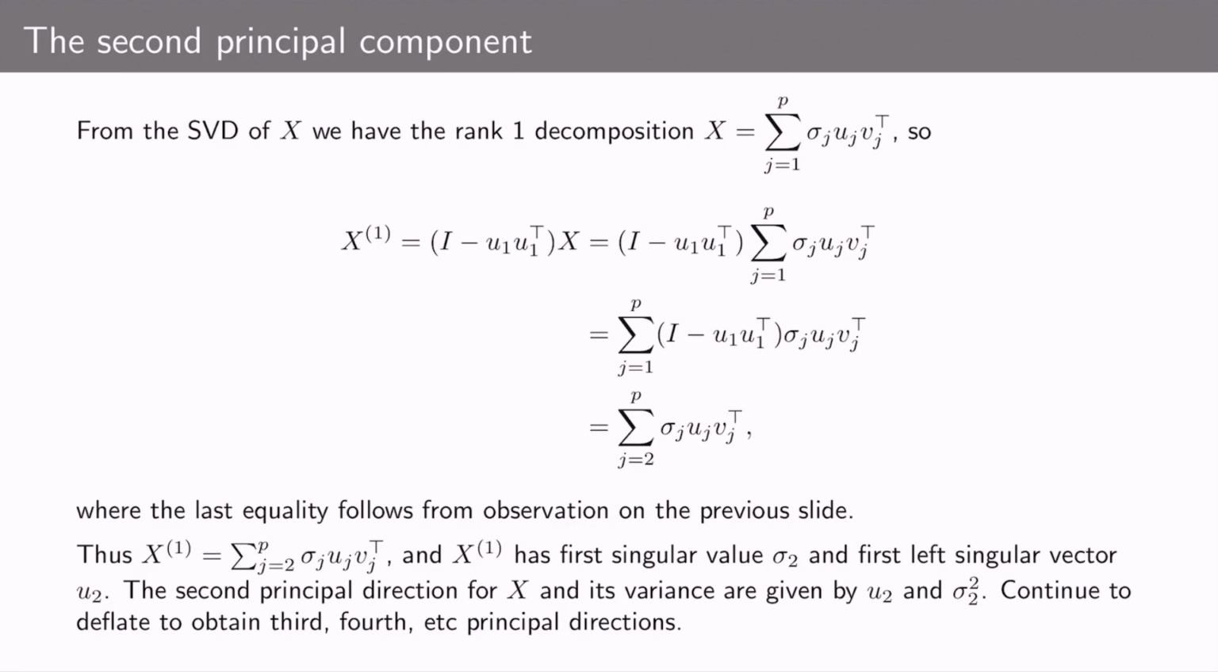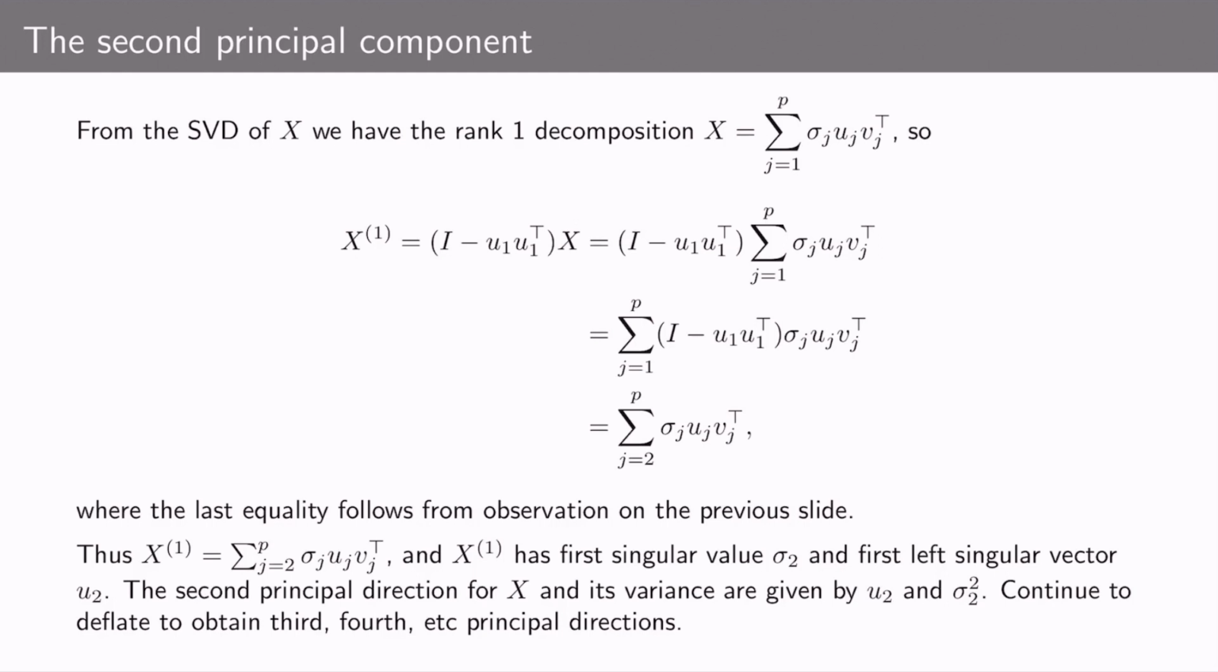But as we just observed, this product is equal to either 0 or sigma j uj vj transpose. It's 0 when j is equal to 1, and it's sigma j uj vj transpose when j is not equal to 1. So applying the deflation operator to the sum of rank 1 matrices just kills off the first term. It makes it a sum from j equals 2 to p instead of j equals 1 to p. We're now staring at the singular value decomposition of the deflated data matrix x1.